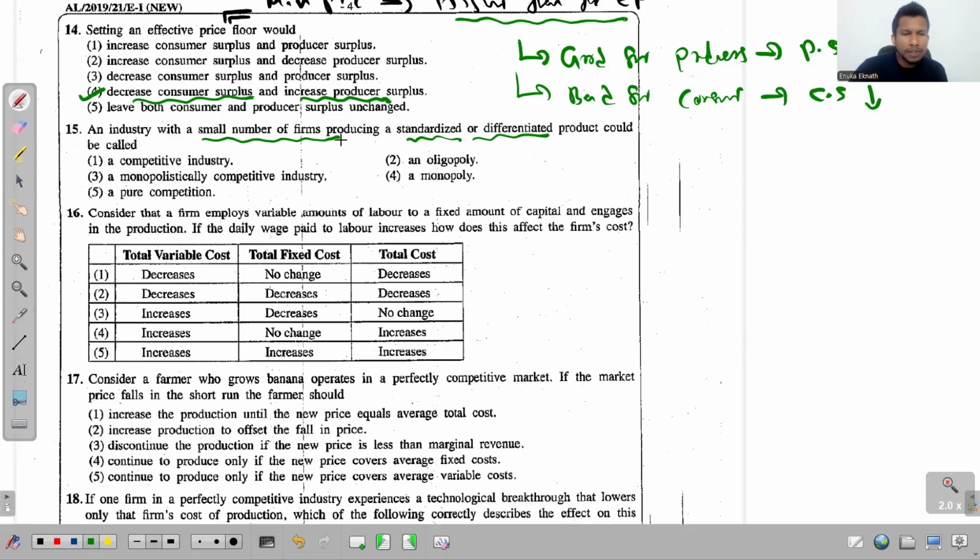Think about the telecommunication service providers in Sri Lanka. We have a small number of firms and they either provide a homogeneous service, if not a differentiated service. So what's the market structure then? Obviously, oligopoly. Perfect competition has a large number of firms. Monopolistic competition again has a large number of firms. A monopoly has only one firm, not a small number of firms, not in plural. It has to be in singular then. Pure competition, again, large number of firms, right? So the answer is obviously the second one.